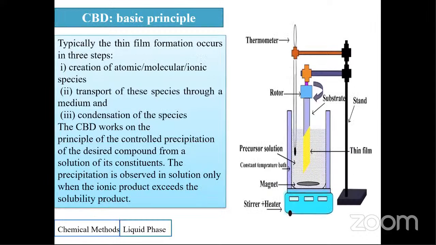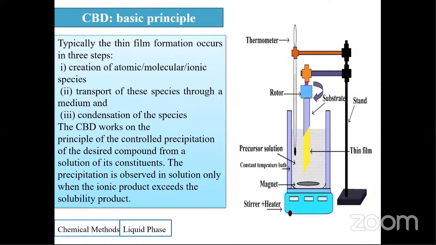Then the chemical bath deposition technique, CBD in short, is basically a wet process, where we are using liquid materials which you want to deposit. This process is done in basically 3 steps, which you can see in the schematic diagram of the system. The first step is the creation of atomic, molecular or ionic species. In the second step, the transport of these species through a medium, and the third one is the condensation of the species.